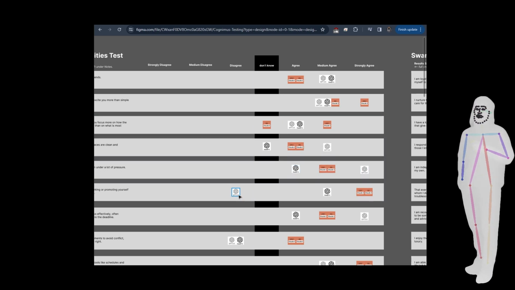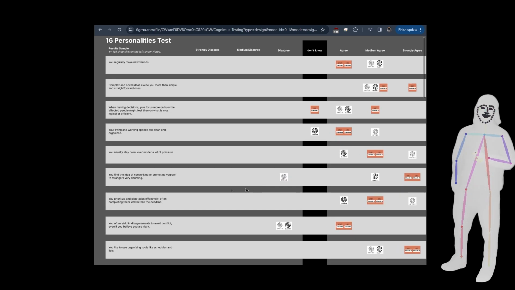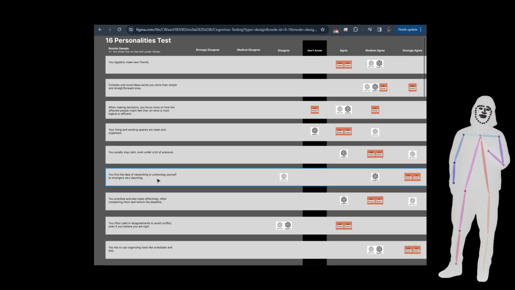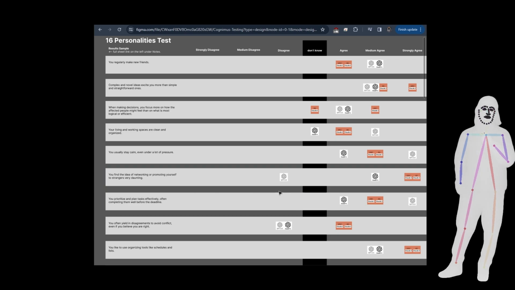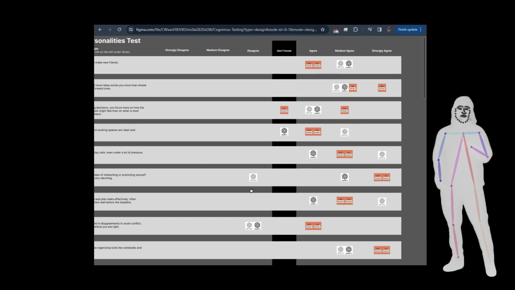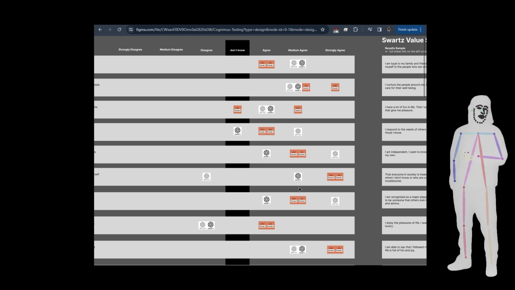For example, here: you find the idea of networking or promoting yourself to strangers very daunting. GPT-3.5 disagreed, GPT-4 agreed, and Claude strongly agreed.